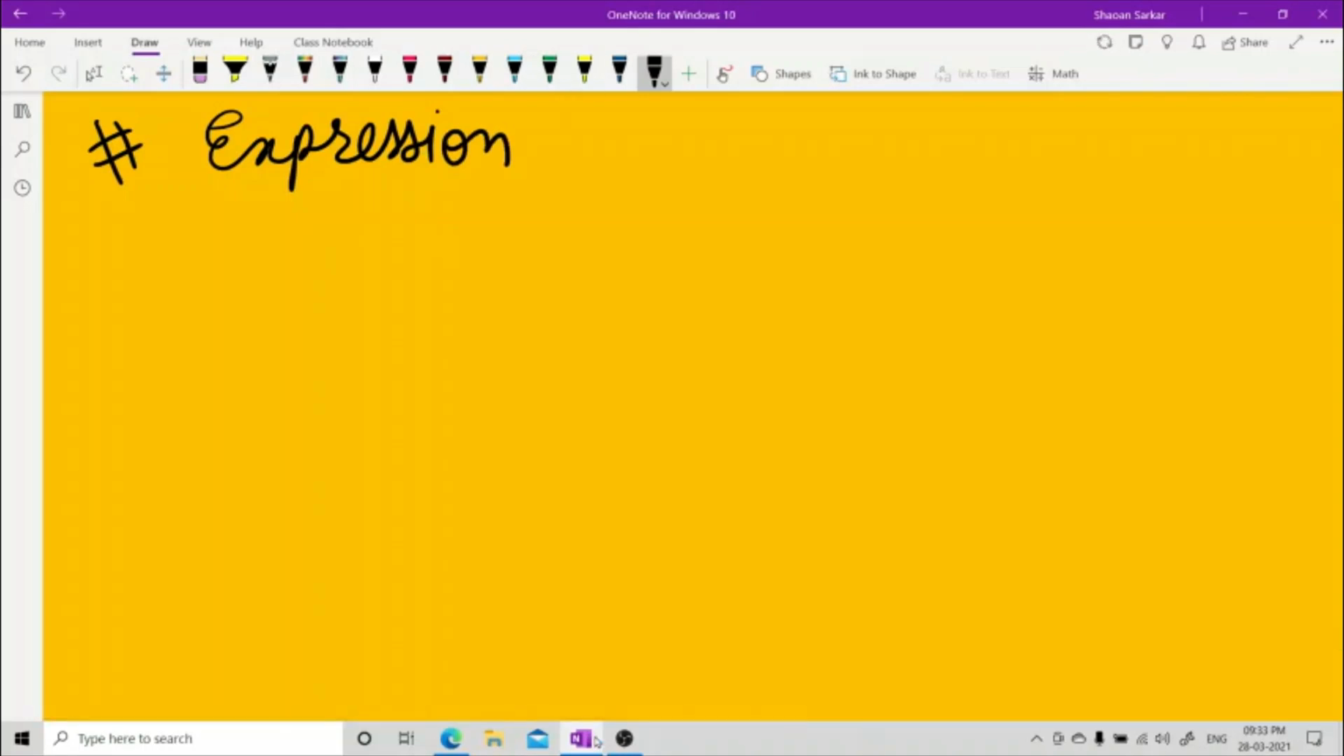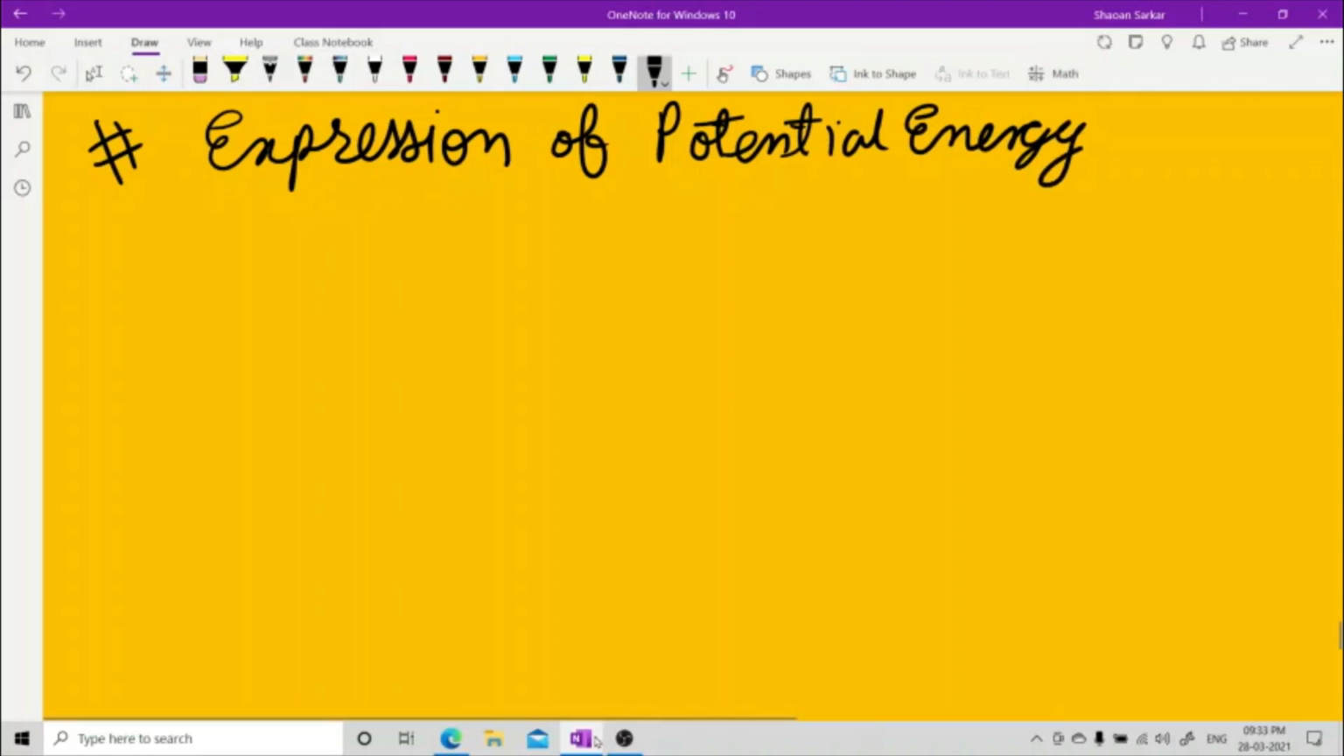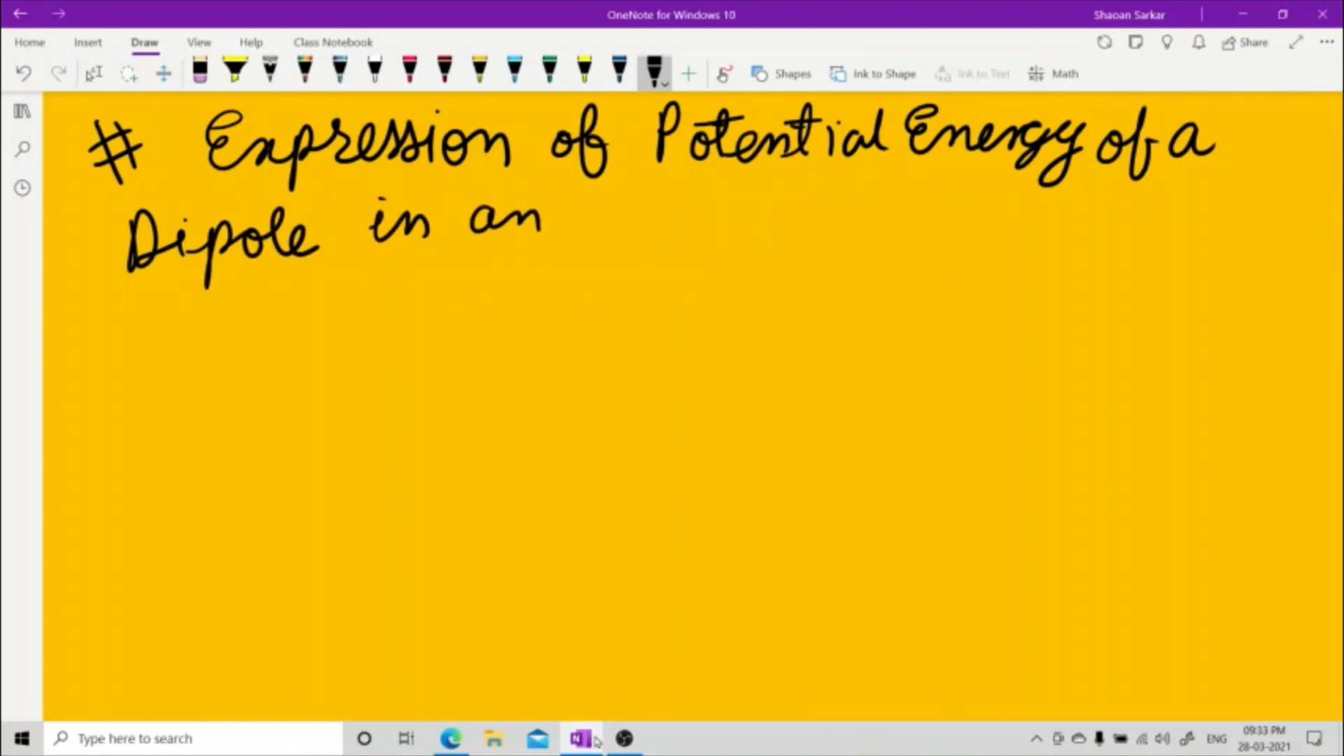Expression of potential energy of a dipole in a uniform electric field.